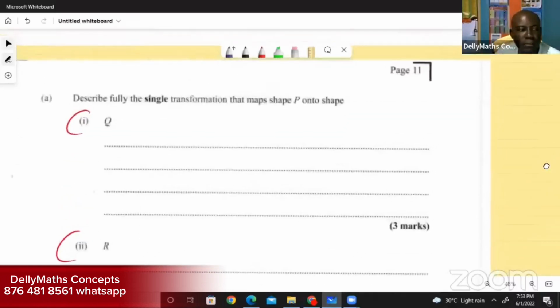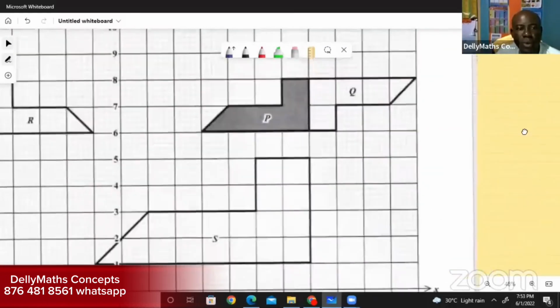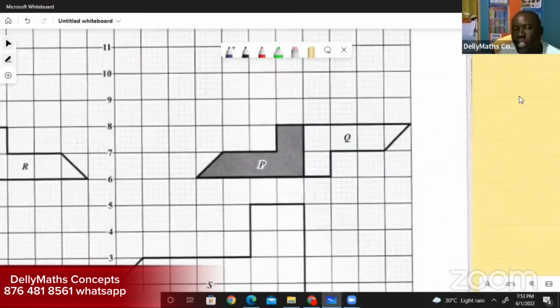So here is the thing. Let's look. So we're looking at P to Q. This is the first one. What we want to do is just to run some things through our minds quickly, right? For example, we're looking at P. This is P, yeah? And how did P turn into Q? What transformation did that? So we want to look.